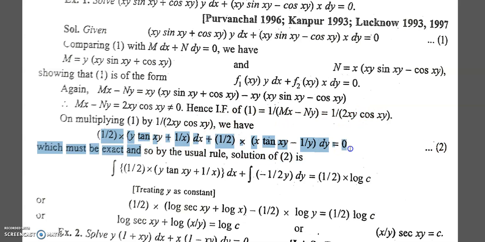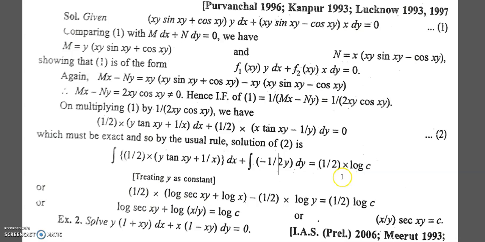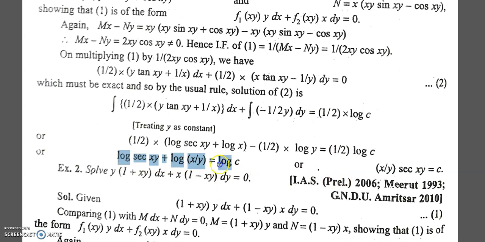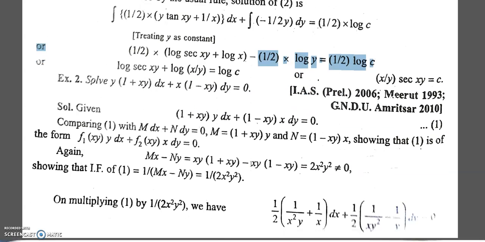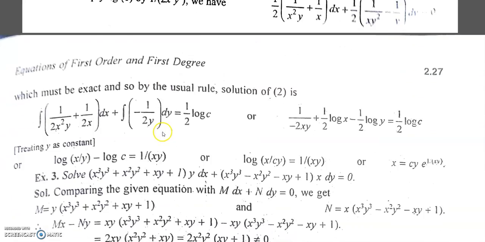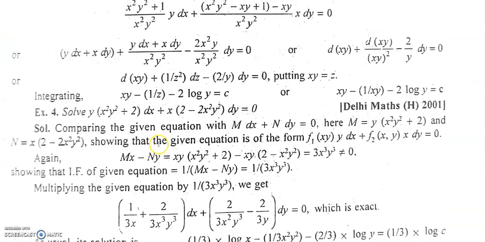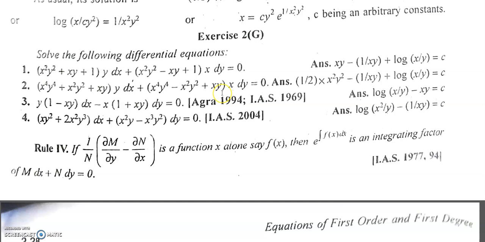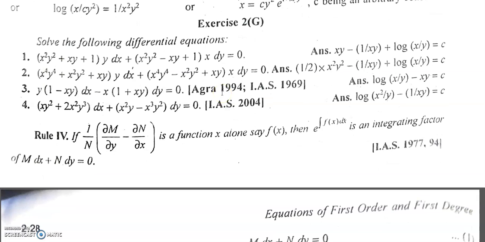Now this is an exact differential equation, so you just integrate the first function treating y constant, plus integration of N only those terms which do not contain x, okay, into dy, okay. So you get this value, right? So you just do some other problems, okay, and also this exercise 2g, okay, right?